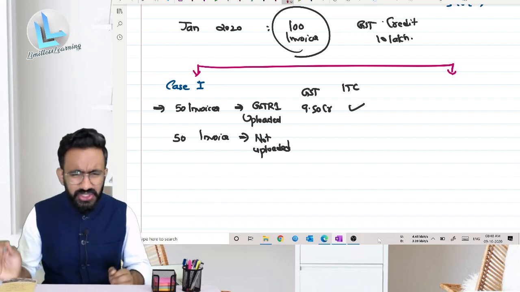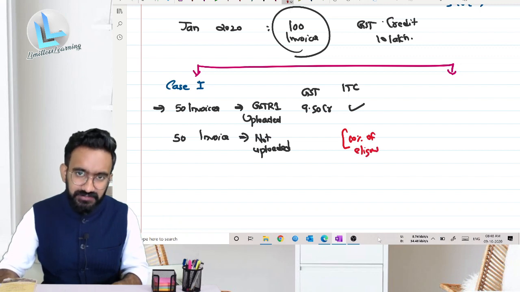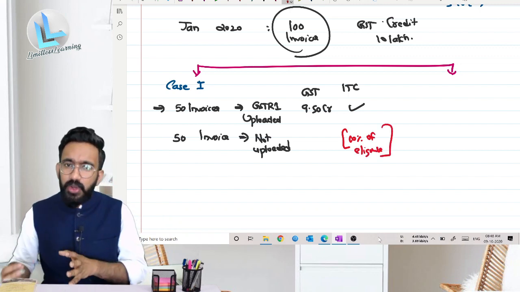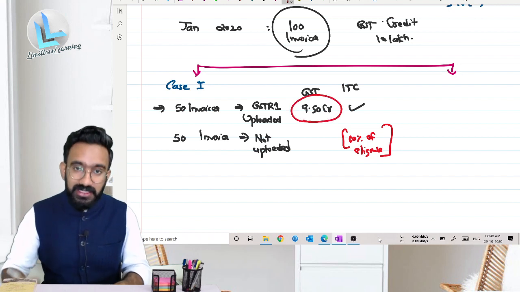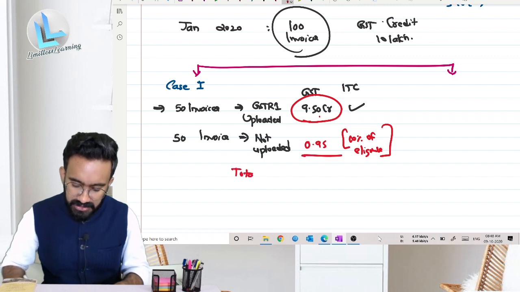So government says, it's not like I don't give you any credit. I'll give you 10% of eligible credit, additional. Probably that many people could be opting for this quarterly filing. So you will get another 10%, which is 0.95. So your total is 10.45.